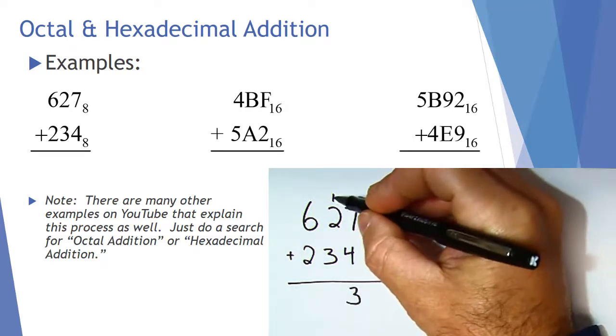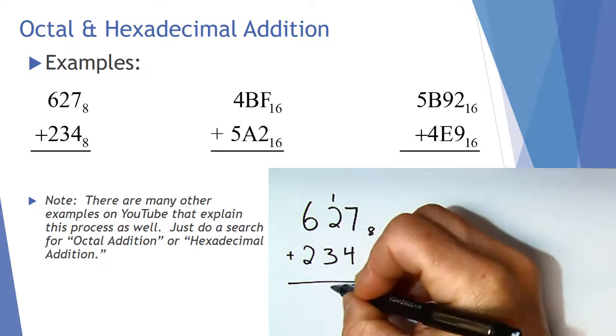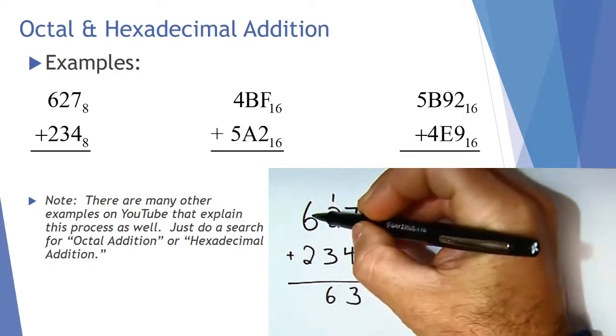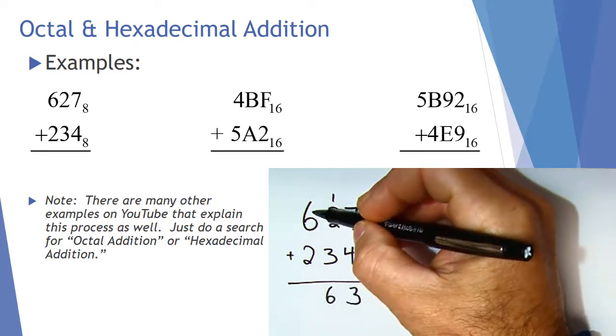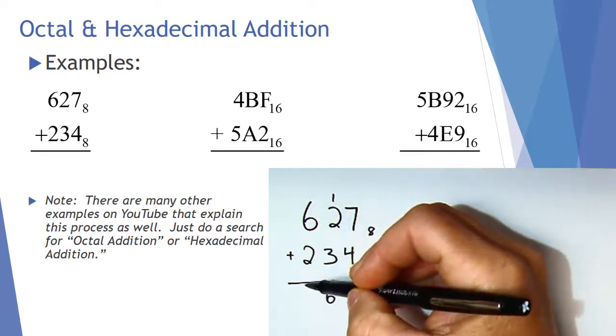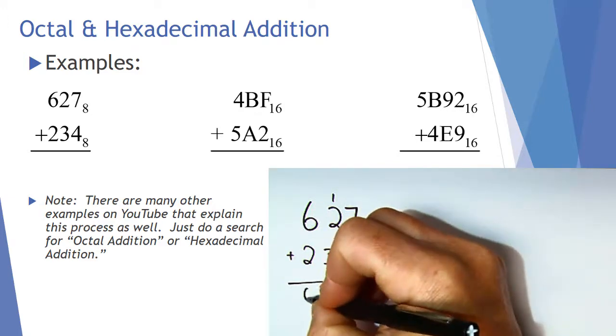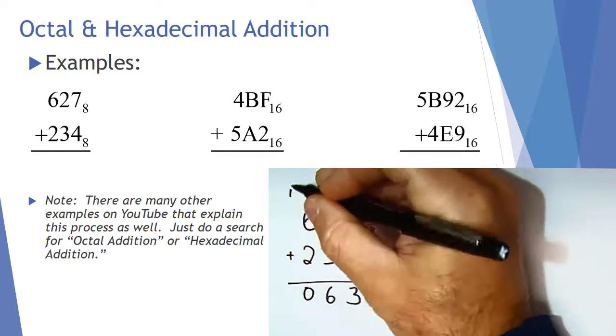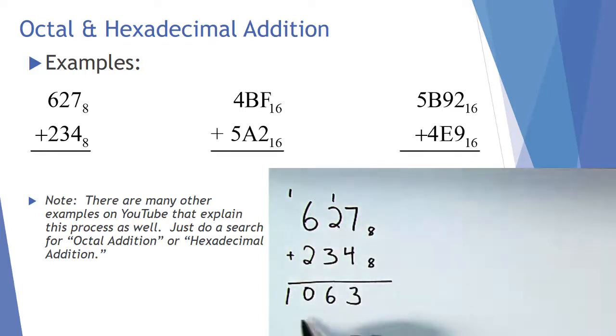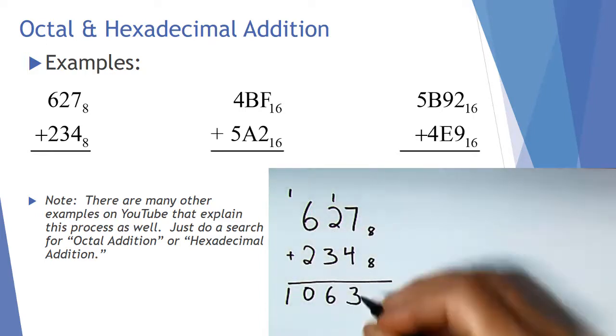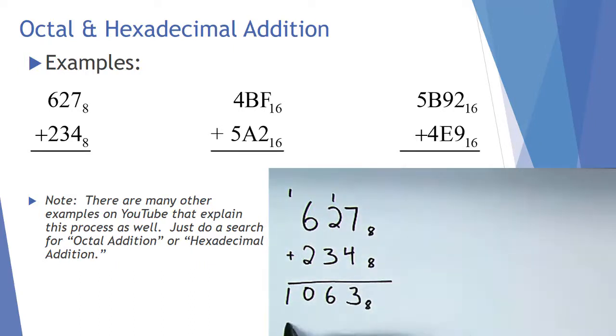In our middle column, we're going to add 1 plus 2 plus 3, that's 6. And in our next column, we're going to add 6 plus 2. That is 8, but we can't write 8. Our digits only go 0 through 7, so that means we're going to have no 1s and 1 8 left over. And so our sum here is 1063 base 8.